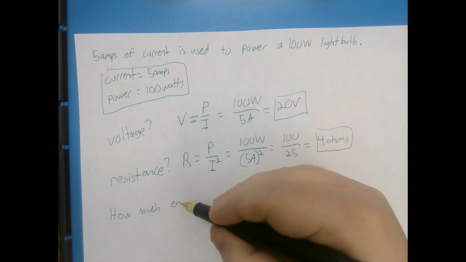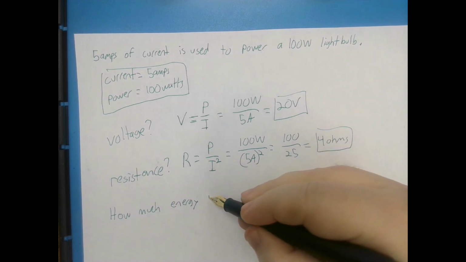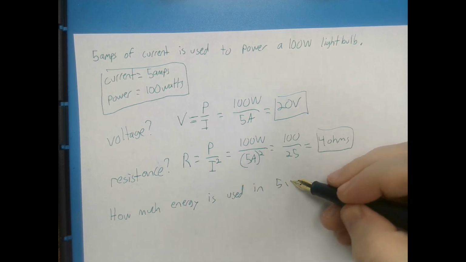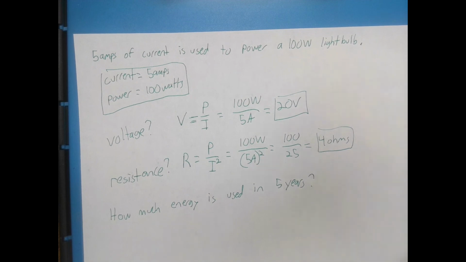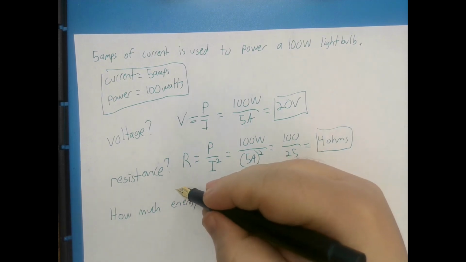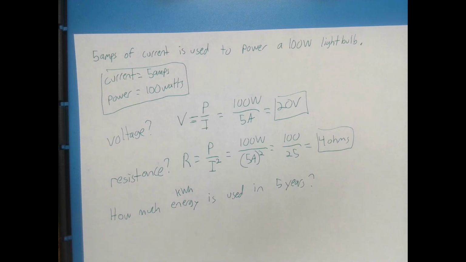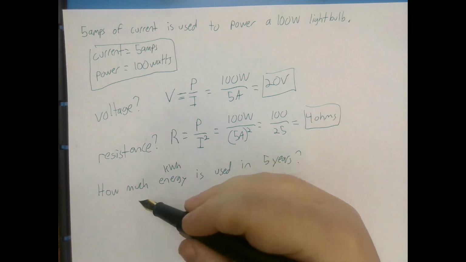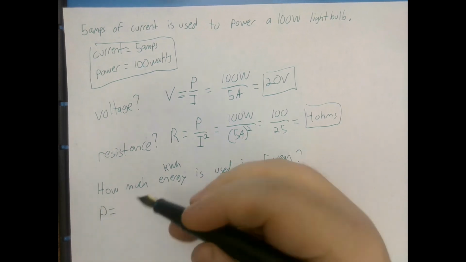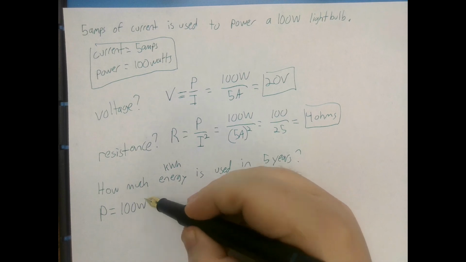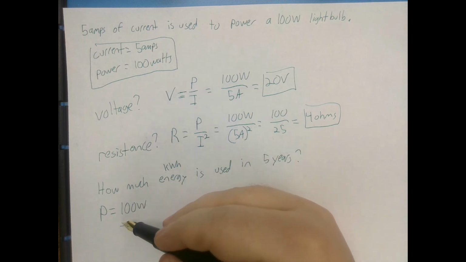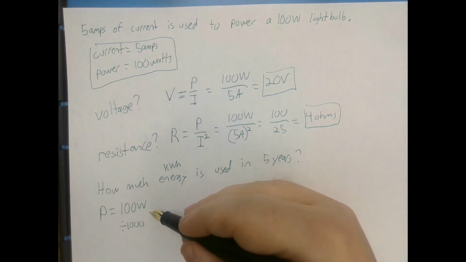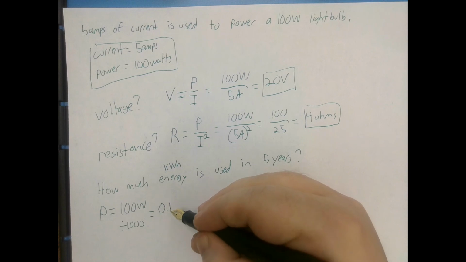How much energy is used in 5 years? And we want kilowatt hours. So power is 100 watts, but we want kilowatts, so we divide by 1,000. So that's 0.1 kilowatts.